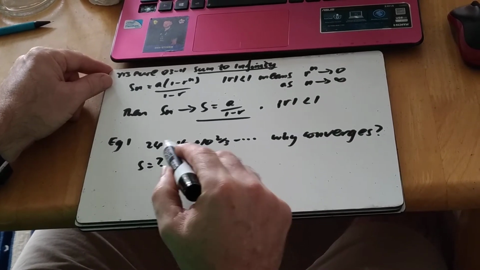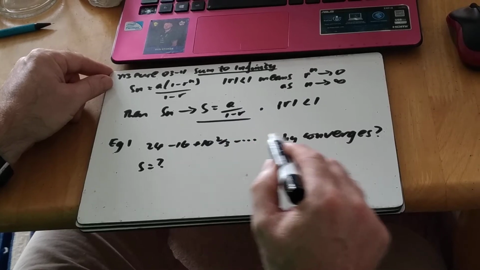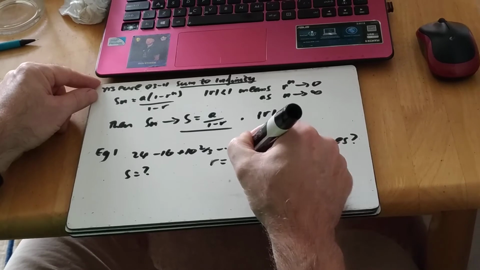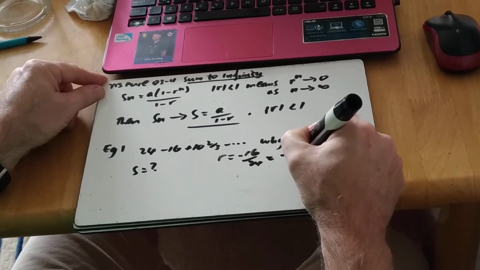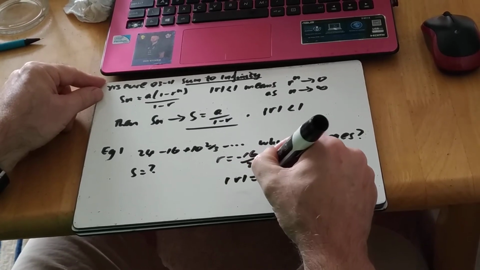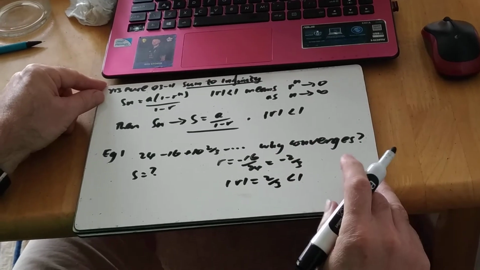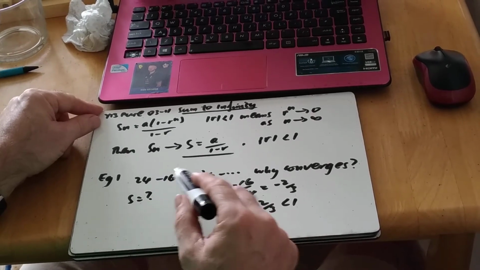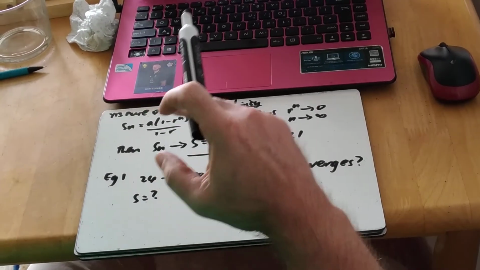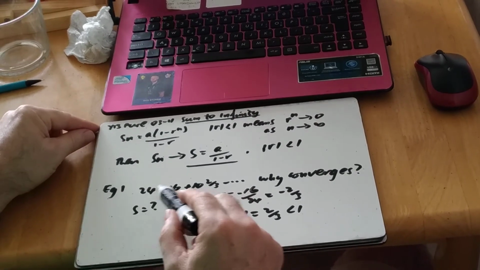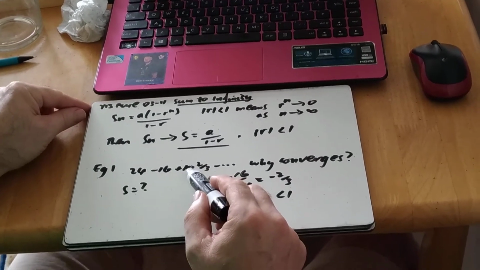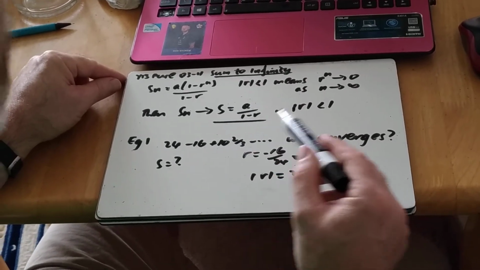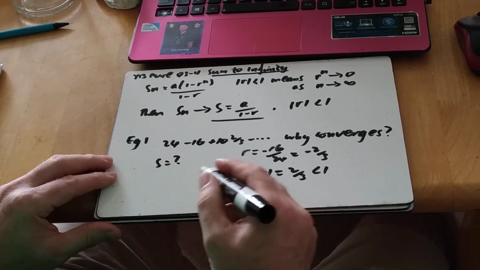So here's our series: 24 minus 16 plus 10 and 2/3 and so on. Why does it converge? Well, it converges because r equals minus 16 over 24, which is minus 2/3, and mod r equals 2/3, and that's less than 1. Even though the terms go minus then plus, the overall sum will converge by oscillating. 24 minus 16 is 8, then add that to get 18 and 2/3, and so on. I'm guessing that the actual sum to infinity is going to be somewhere around 13ish, a rough guess. Let's have a look what it is then.